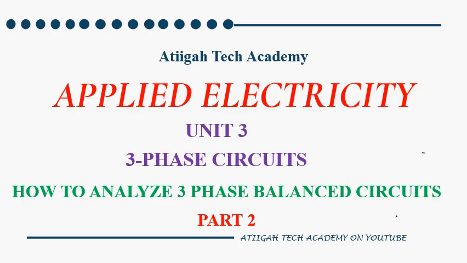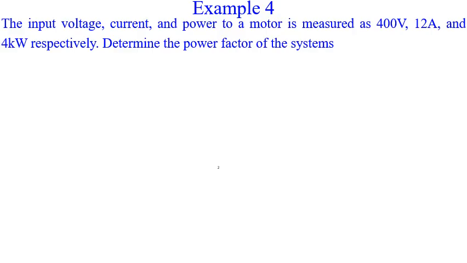So let us start. Our next problem says the input voltage, current, and power to a motor is measured as 400 volts, 12 amps, and 4 kilowatts respectively. Determine the power factor of the system.